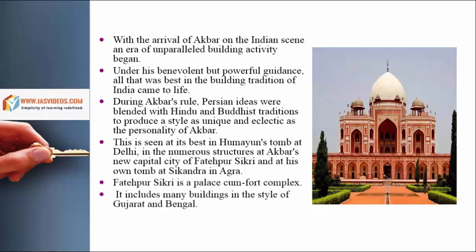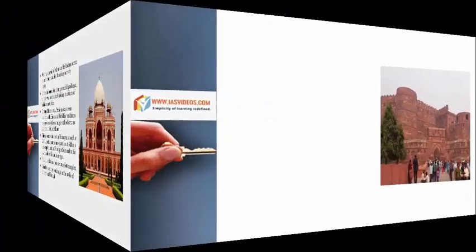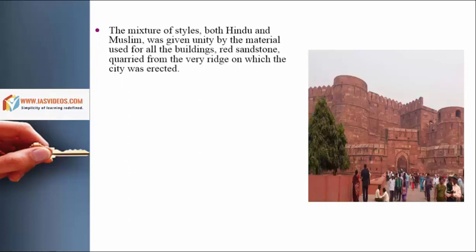Fatehpur Sikri is a palace fort complex. It includes many buildings in the style of Gujarat and Bengal. The mixture of styles, both Hindu and Muslim, was given unity by the material used for all the buildings, red sandstone quarried from the very ridge on which the city was erected.